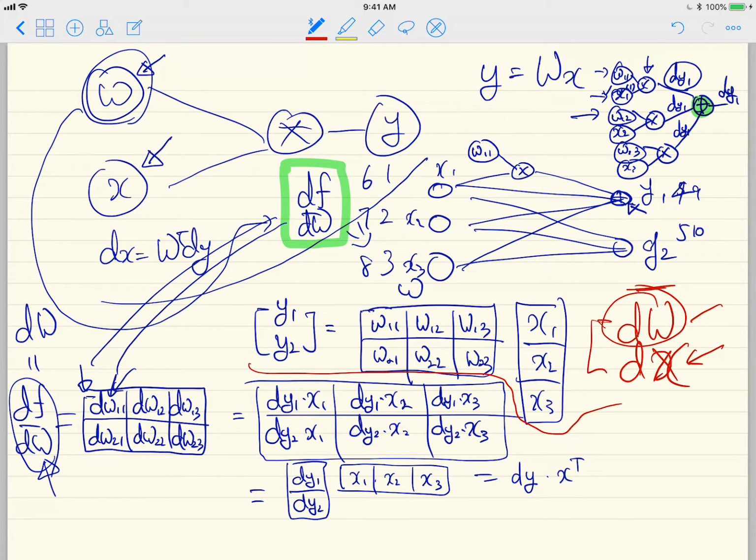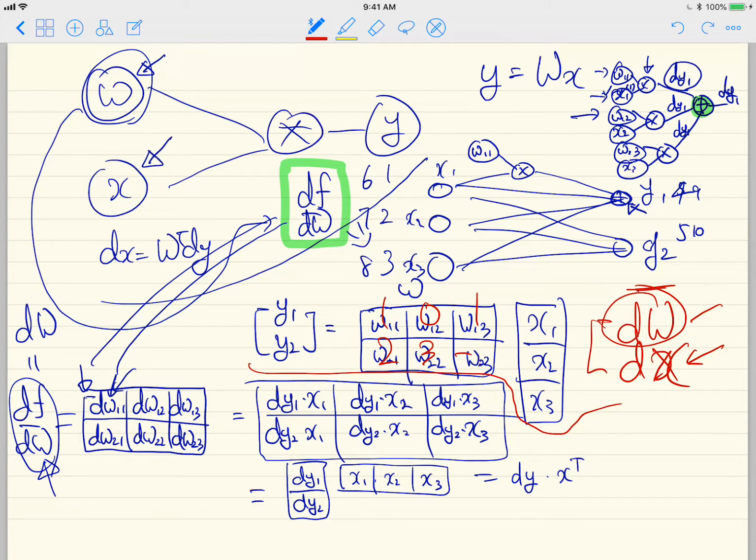Suppose our current W was maybe 1, 0, 1, 2, 3, negative 1. Suppose this one is our current W, and suppose we obtained dW as some matrix. And then we just multiply by the step size and subtract it from the current matrix. So that's how we update our W, because W is our parameter that we directly update, right?